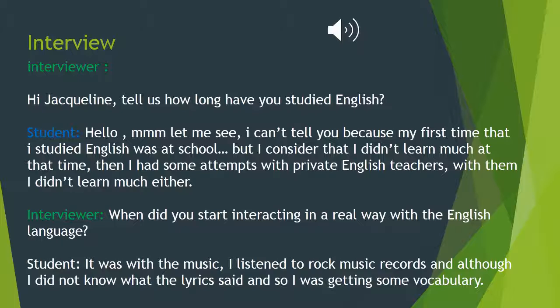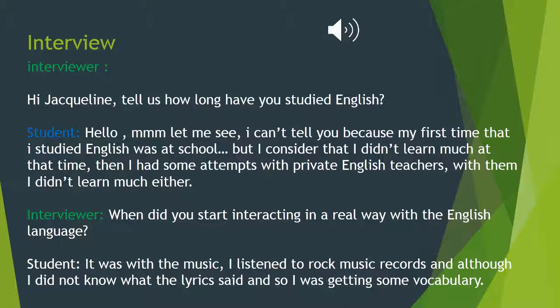When did you start interacting in a real way with the English language? It was with music. I listened to rock music records, and although I didn't know what the lyrics said, I was getting some vocabulary. And then that followed. Then I tried virtual classes at SENA. I made a couple of modules. I learned some basic grammar rules, but I stopped studying and I forgot almost everything.